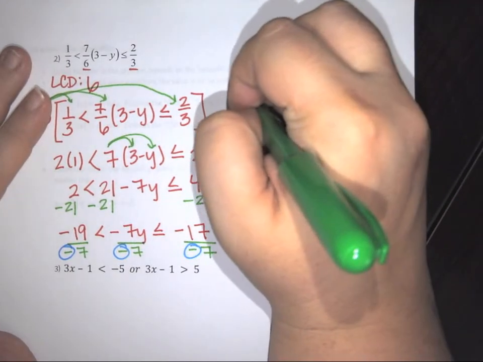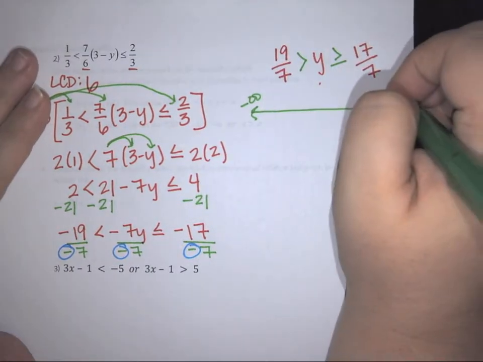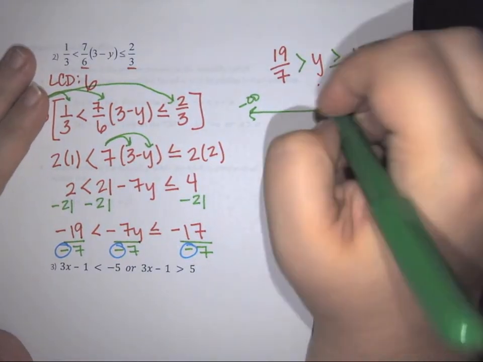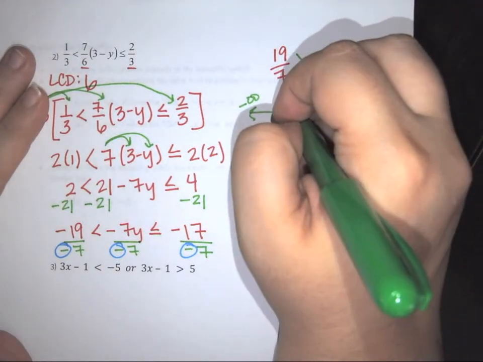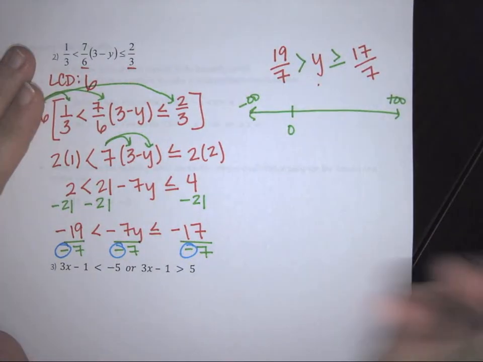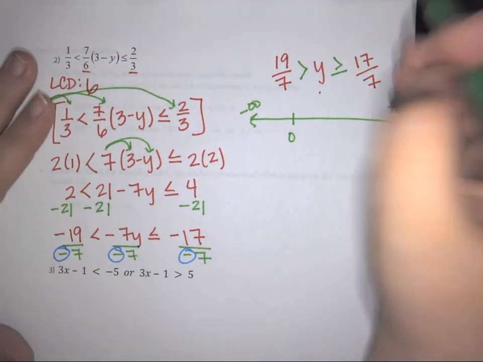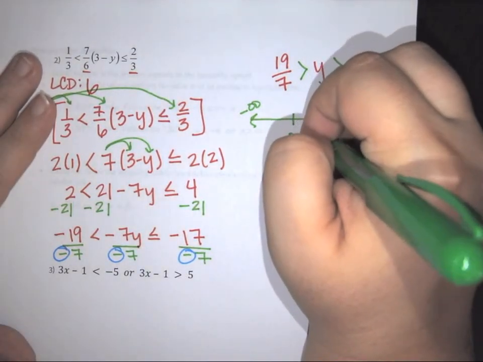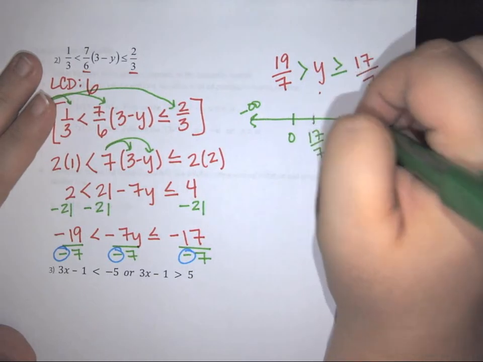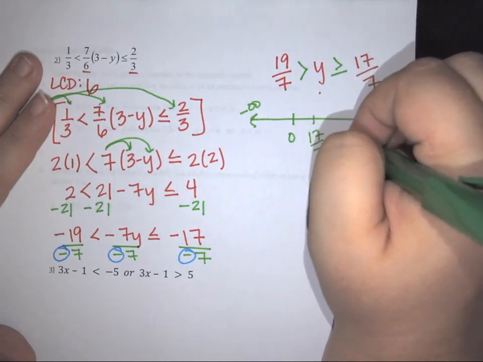So I have negative infinity and positive infinity, and then in this case I'm going to put my 0 kind of closer to the negative side because both of these terms are positive. I then have 17 over 7, and I have 19 over 7.